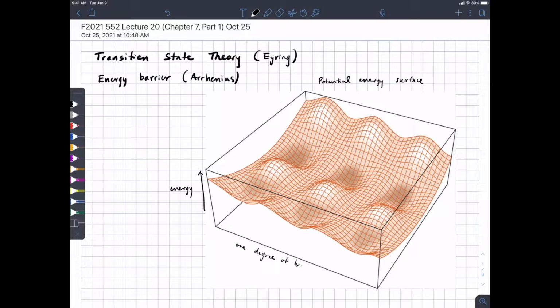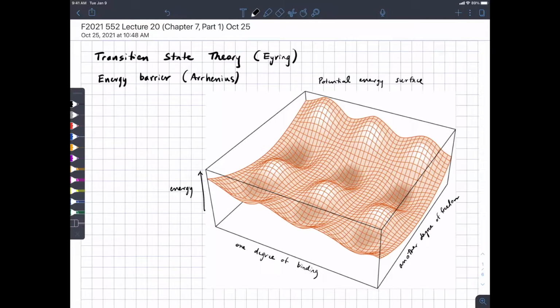This might be bond length, or it might be rotation around a certain bond. It's a change in geometry. And this on the y-axis is another degree of freedom, another separate change in geometry. And so you can see that if, for example, we were talking about bond rotation, one of these would be a dihedral angle, and then we might on the other axis have bond length or something like that.